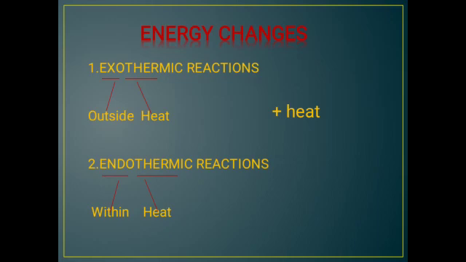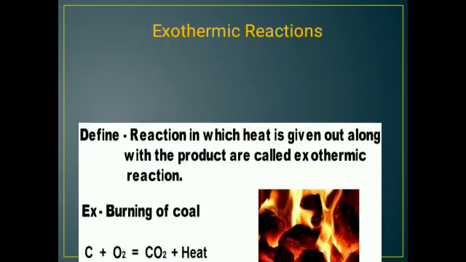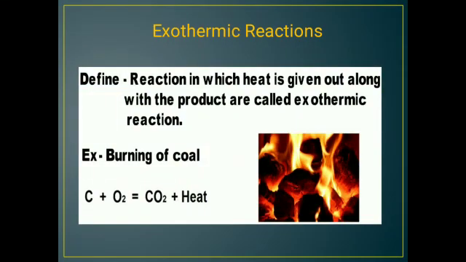One by one I will explain. The first one is exothermic reactions. Reactions in which heat is given out along with the product are called exothermic reactions. For example, burning of coal. Carbon reacts with oxygen, carbon dioxide is formed and heat is released. Have you got it? And all burning reactions are exothermic.